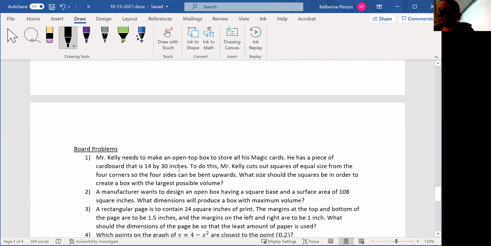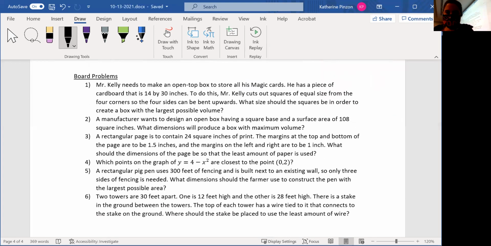Okay, so what we're going to do today is I have 6 board problems. I'm going to break you into groups. I think there are 1, 2, 3, 4, 5, 15 of you. Okay, I'm going to break you into 5 groups of 3. And we'll just do 5 of them, okay? And then I'll do 1 at the end. So let's break into 5 groups of 3.